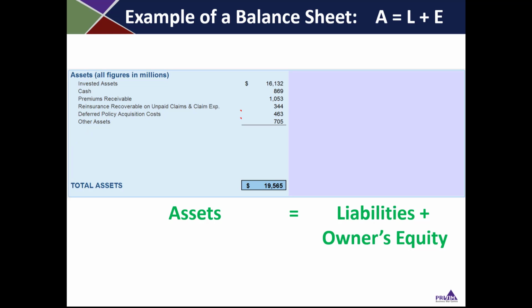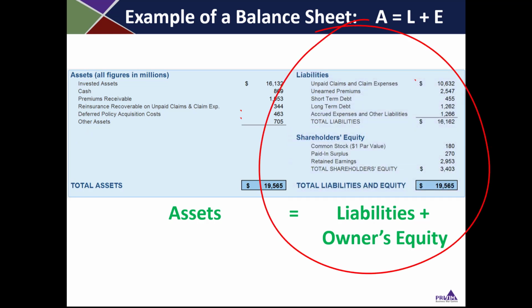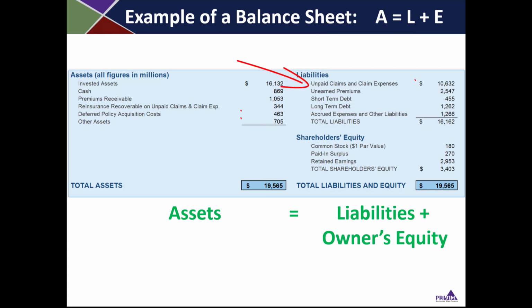And assets are balanced by, and they have to equal, liabilities plus equity. And liabilities include unpaid claims and claims expense. Here are the reserves that you're holding for future payout of claims. Unearned premiums: customers have prepaid, in this case, premiums in advance, so it's a liability because you haven't yet provided the coverage.